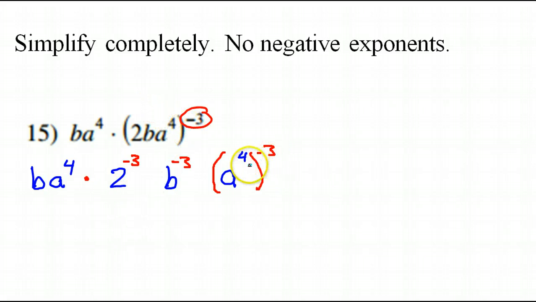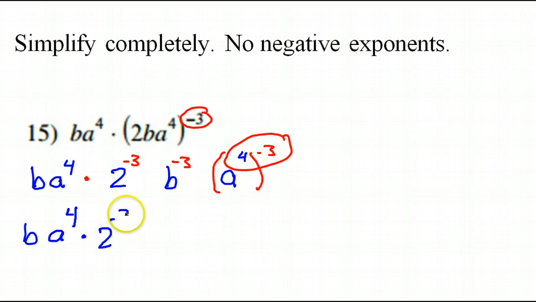So far, the main thing that's going to happen right here, this is going to be a to the negative 12 power, okay, because you multiply those. So basically this is what I have right now. I've got b, a to the fourth power, times 2 to the negative 3 power, b to the negative 3 power, and a to the negative 12th power.